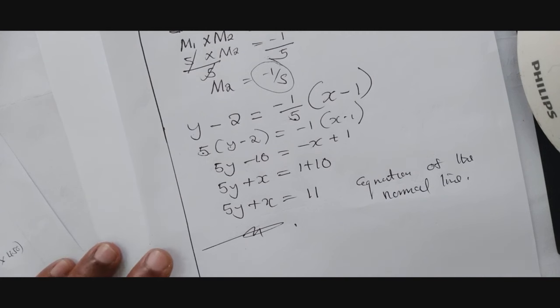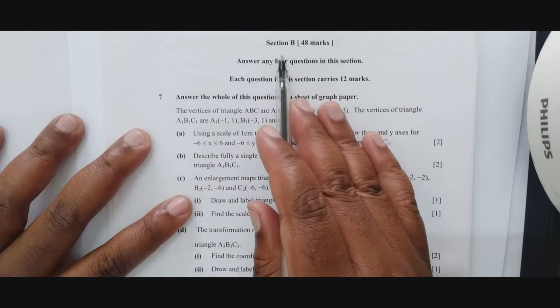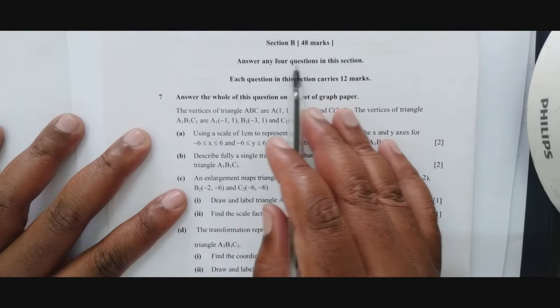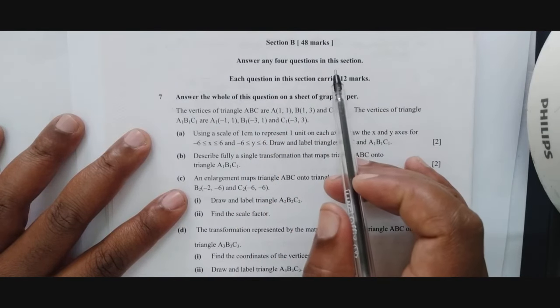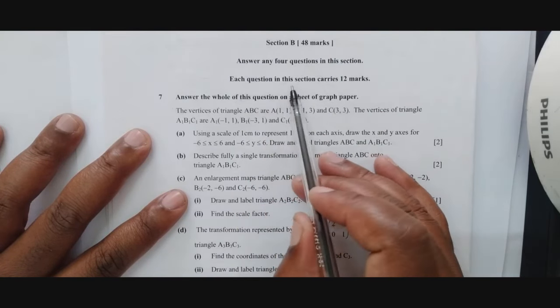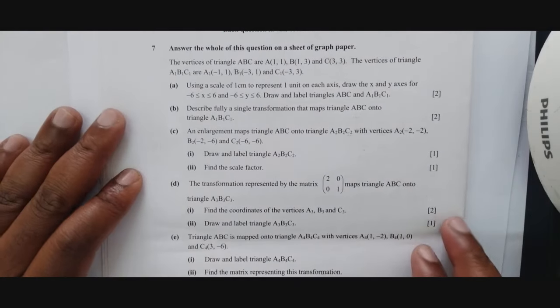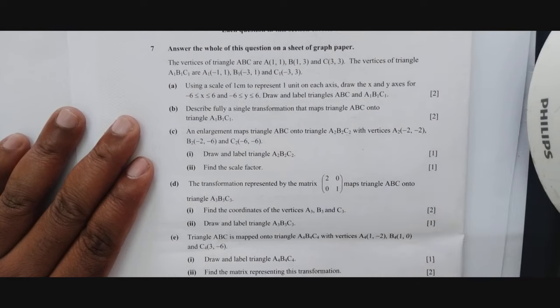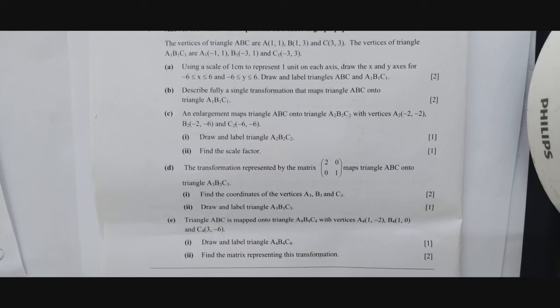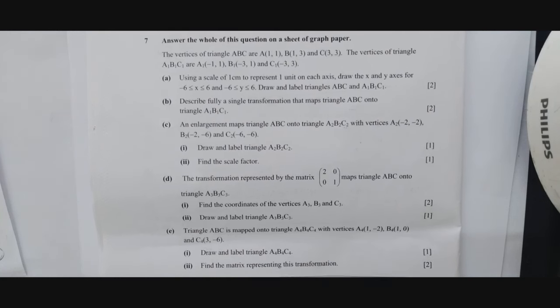We go to the next question, which is question 7. Okay, let's do question 7, which is in section B. 48 marks. Answer any 4 questions in this section. So you are supposed to answer 4 out of the possible 6. Each question in this section carries 12 marks. Question 7. All right? So what you need to do here is you pause the video, copy all these questions. Pause the video, copy all of them. We do them one by one.